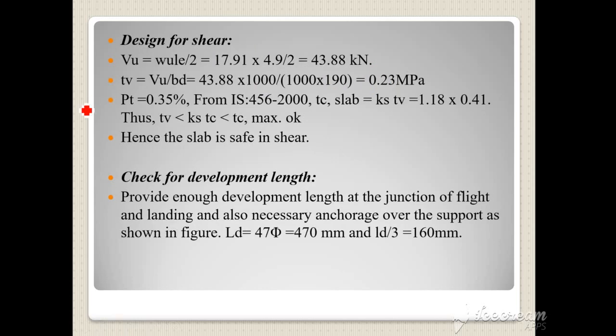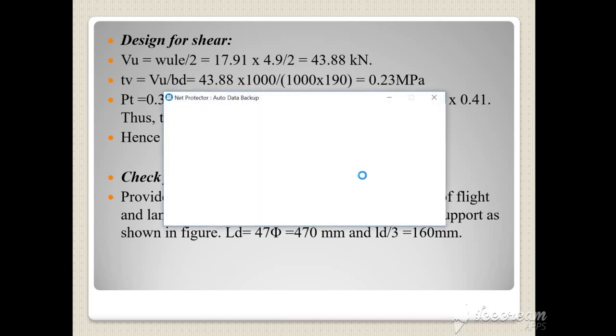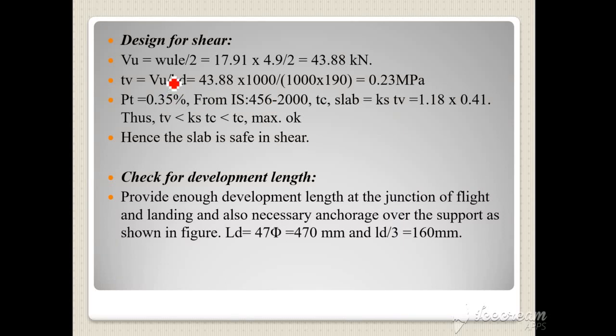Now we need to check for shear. So Vu is equal to WL by 2, which is nothing but your shear reaction. Wu is the ultimate load, 17.91, into 4.9, the effective length, divided by 2. So the shear force is 43.88 kilonewton. Tau V is Vu upon bd. So Vu upon bd is 0.23 MPa.